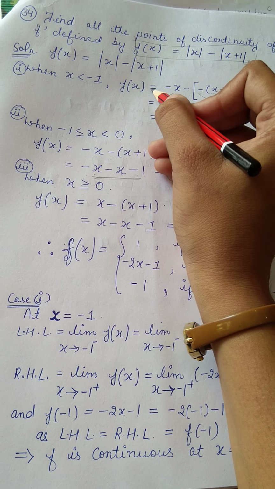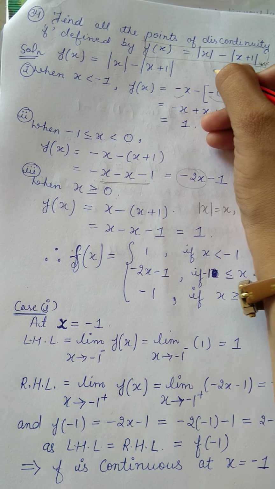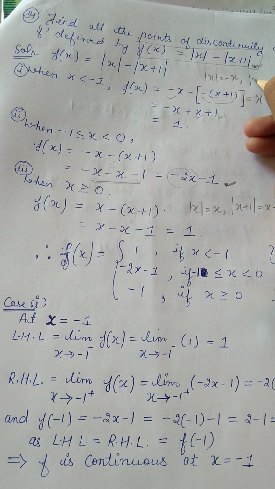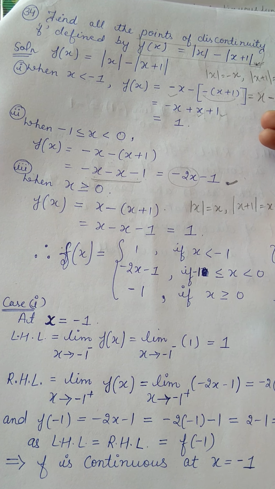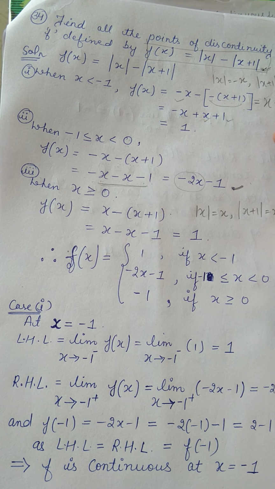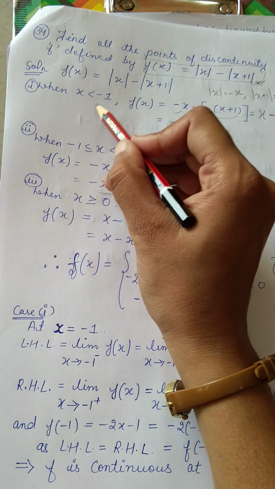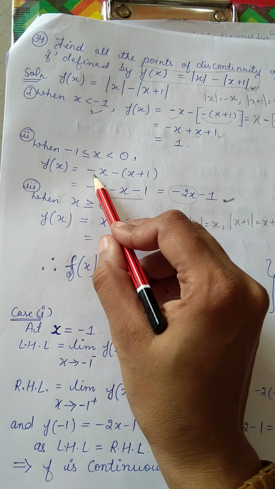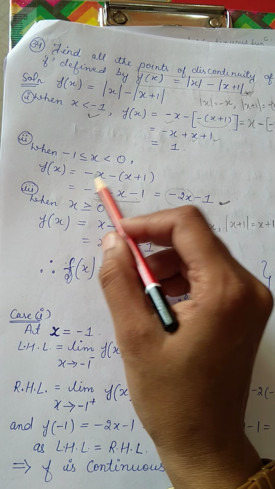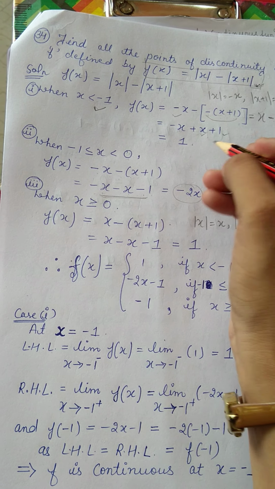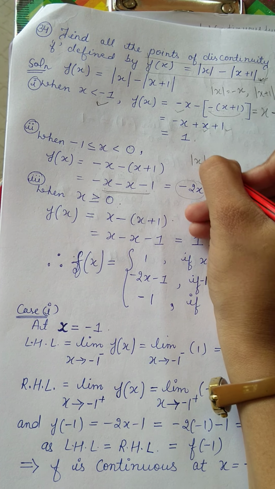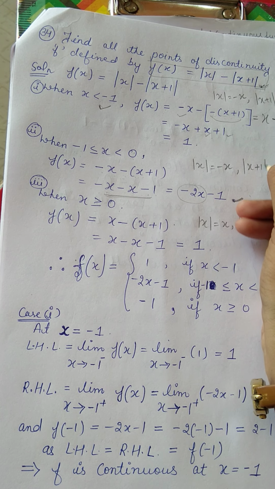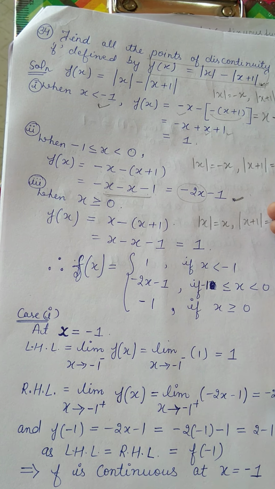In this question what we have done, in this part bacha, mod of x we have taken as minus x, and over here mod of x plus 1 we have taken as minus of x plus 1. Why? Because there we were taking the value x less than minus 1, and in this case bache, we have taken modulus of x as x, and modulus of x plus 1 as x plus 1.